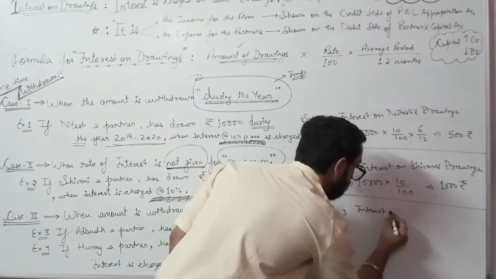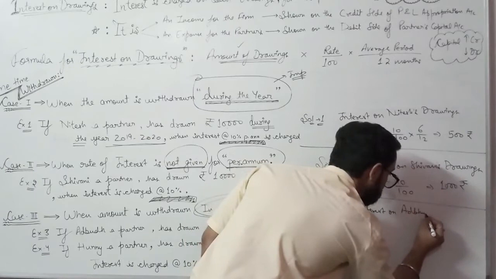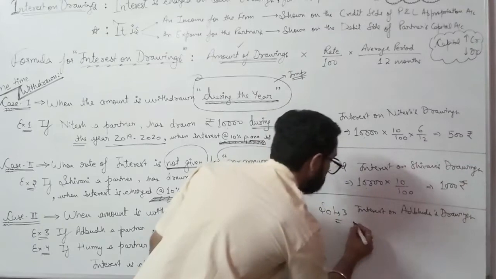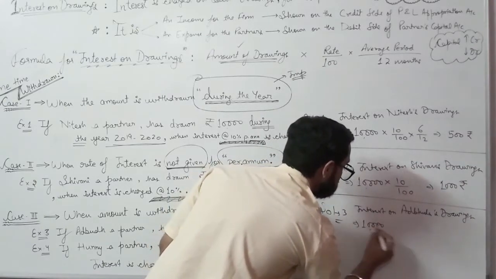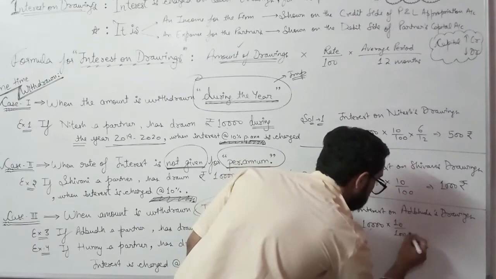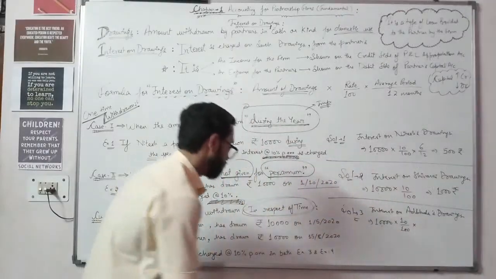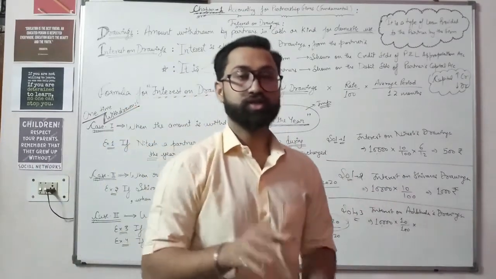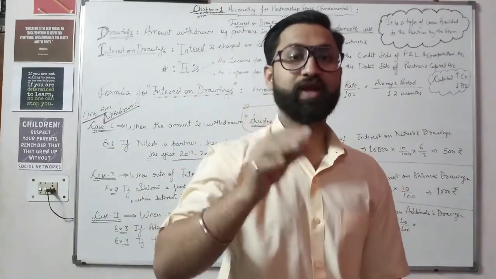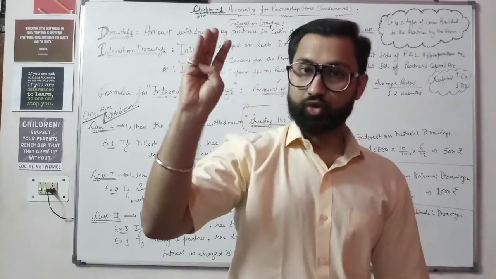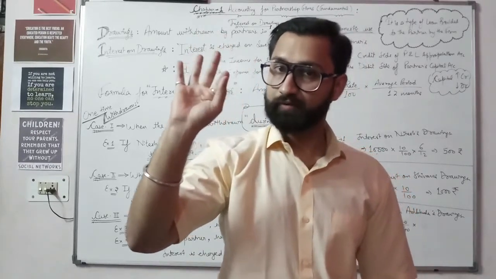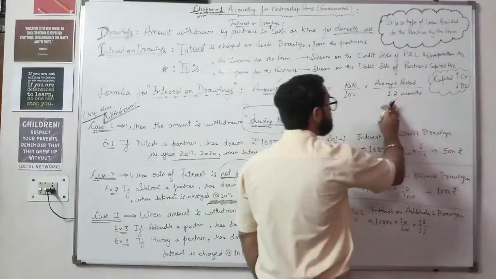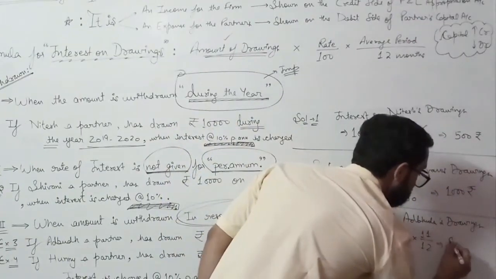Interest on Adbud's drawings. Adbud had drawn 10,000. Rate is 10%. But Adbud has drawn on 1st of May. Exclude April from the year. Now we have 11 months: May, June, July, August, September, October, November, December, January, February and March. 11 by 12 months. Average period comes to 11 upon 12. Now in this case the answer will be as follows.